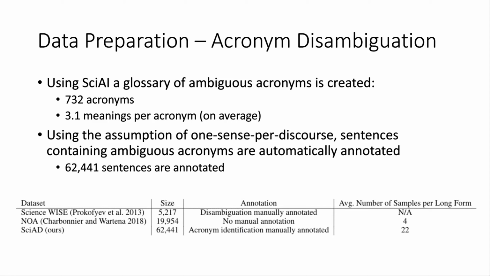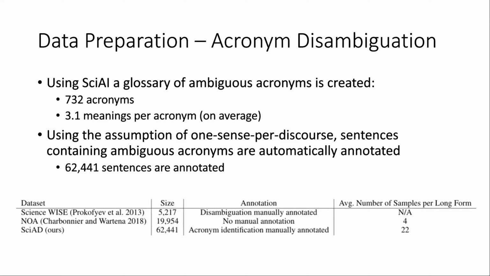And then we use the assumption of one sense per discourse to create the dataset, which means that for every document that contains an ambiguous acronym, and also has the expanded form of the acronym, we will take all sentences that mention that acronym in that document and annotate that sentence with the corresponding expanded form. Using this process, we can create a dataset with more than 62,000 sentences.